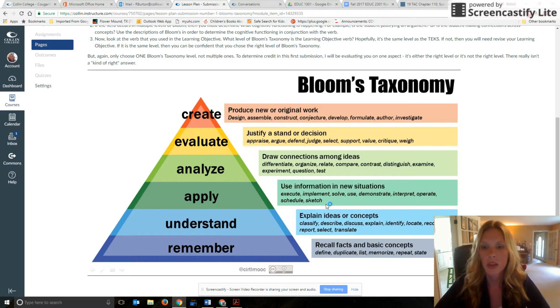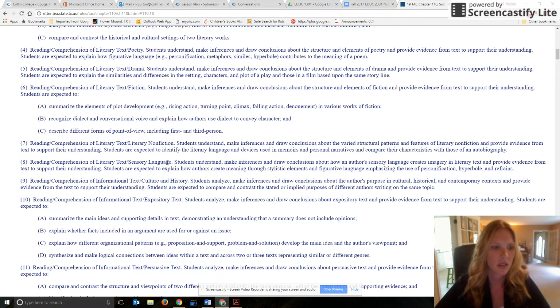So when you start to pick your TEKs, it's going to be really important that you're looking at what type of thinking is happening in those TEKs to be able to choose whether or not that TEK is actually a low level or a high level learning objective. So let's look over at the TEKs.